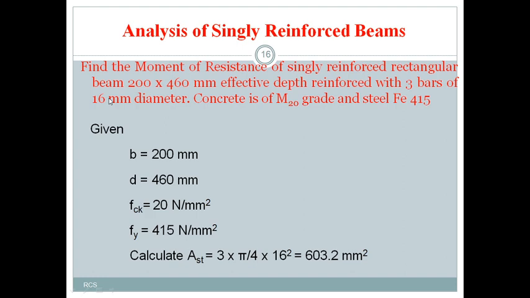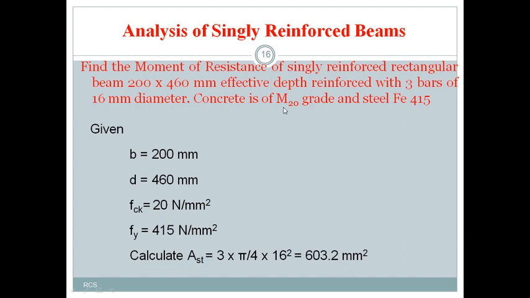Read the problem carefully, whether it has given the overall depth or the effective depth. Don't get confused here. Most of the students get confused here. It may give the overall depth, and sometimes students substitute that overall depth as the effective depth. So be careful here. The width of the beam is 200 mm and the effective depth of the beam is 460 mm.